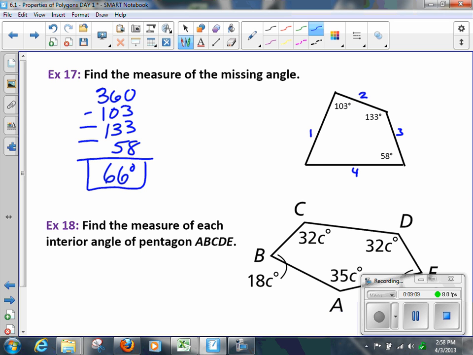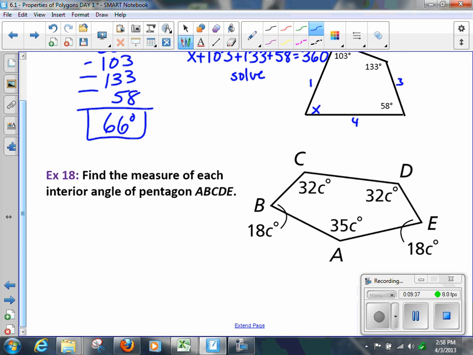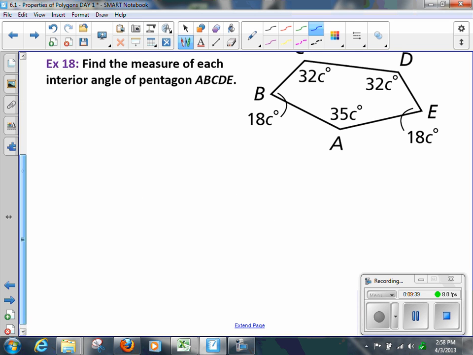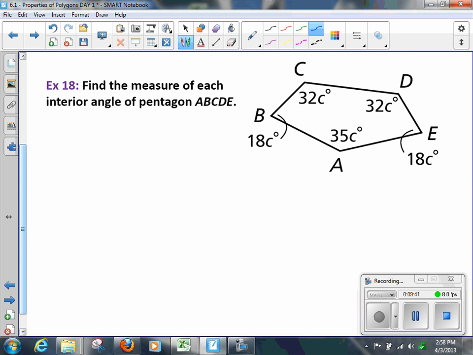Here's another way that you may have to think about it because of the next example. If I didn't know what it was, could I not say that it was x? Could I say that x plus 103 plus 133 plus 58 is equal to 360? And then combine like terms. Couldn't I do that? And then you would solve. But that's another way you can go about doing that problem. Look at the next one, because this is when an algebraic equation becomes helpful to us.